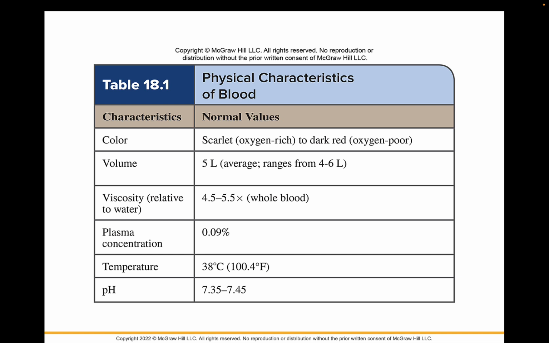It's relatively viscous, so we've heard that saying before, blood is thicker than water. It's basically 4.5 to 5.5 times thicker than water. And keep in mind, this is whole blood. If we look at temperature, normal temperature is approximately 38 degrees centigrade, and the pH of blood is going to be 7.35 to 7.45. So keep in mind, this means blood is slightly alkaline. It is not neutral.